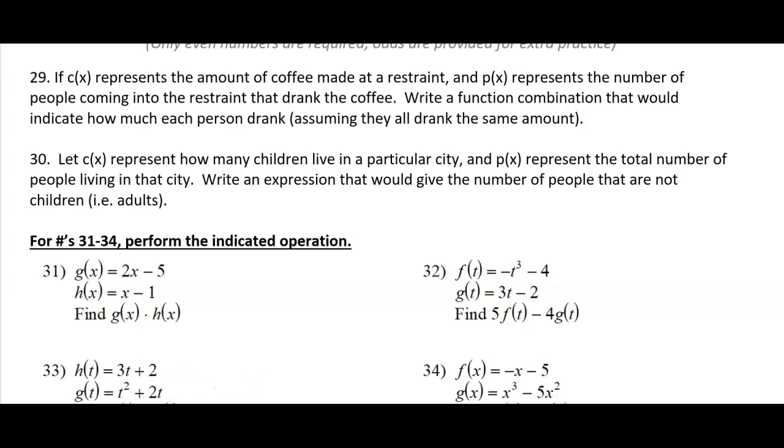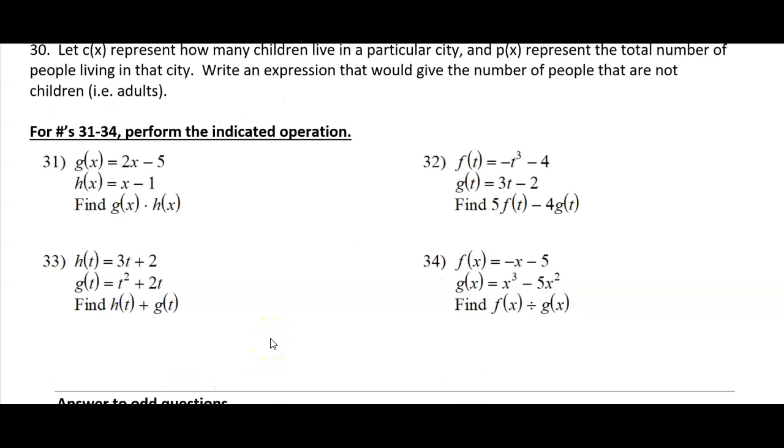All right, let's move on to number 32. 32 and 34 are just combining functions. They give us two functions here, f and g. They want us to find 5 times the f function minus 4 times the g function. So let's write that in now. We have 5 times the f function, and the f function is negative t cubed, minus 4 times the g function, and the g function is 3t minus 2.